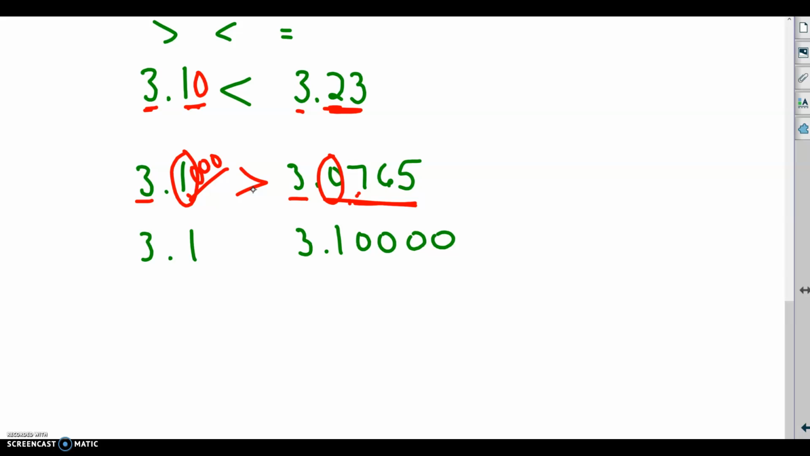All right, try the last one. Greater than, less than, or equal? Hoping you said equal, because we've got 3 here, 1 there. Remember, you could add zeros on these. They are equal.